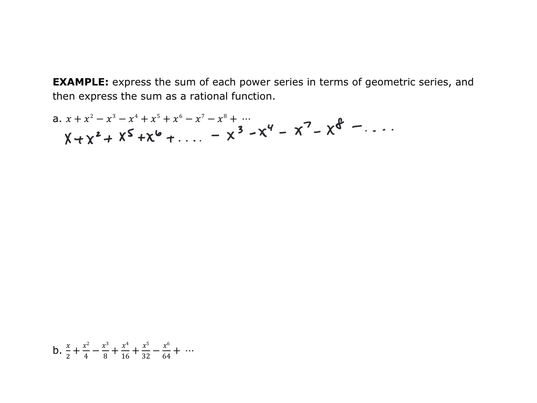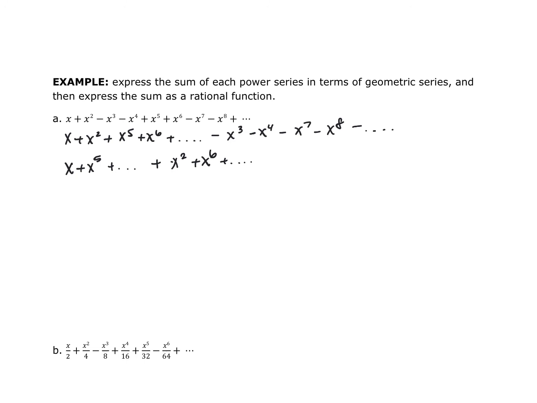From 2 to 5 is a difference of 3. From 5 to 6 is a difference of 1. But I have x plus x to the fifth. The powers there have a difference of 4. Plus dot, dot, dot, plus x squared plus x to the sixth plus dot, dot, dot. Now those powers have a difference of 4s between them.